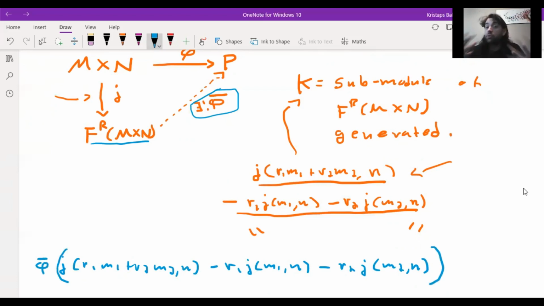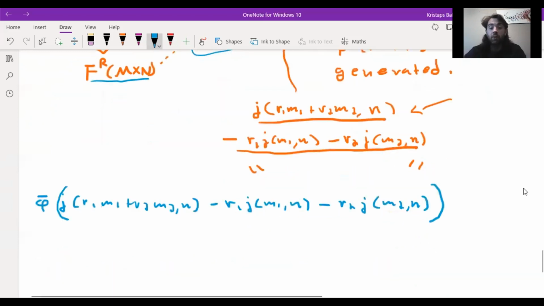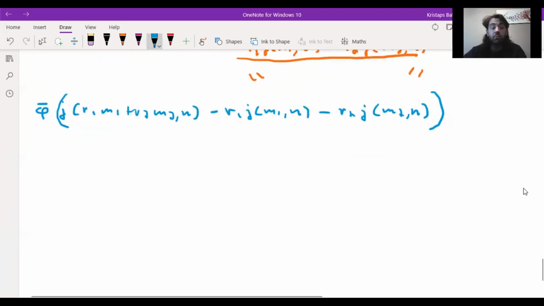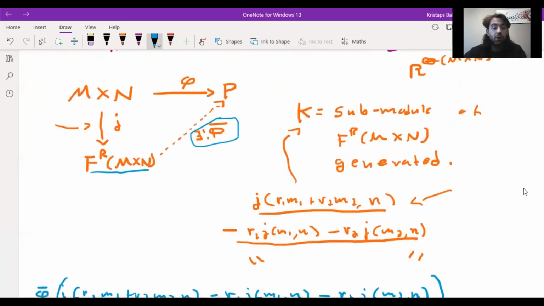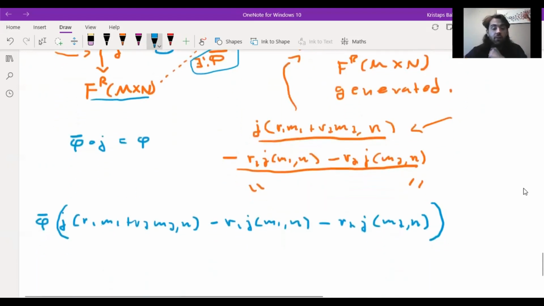Now, from the universal property, we know that the map phi bar is an R-linear homomorphism. So we know that we'll be able to factor it through these sums, and we'll be able to pull all of the coefficients out. The other thing to notice, I guess I should scroll back up here, is the universal property tells us that these maps commute. So the result of applying phi bar of J to some element is simply the same as applying phi to some element.